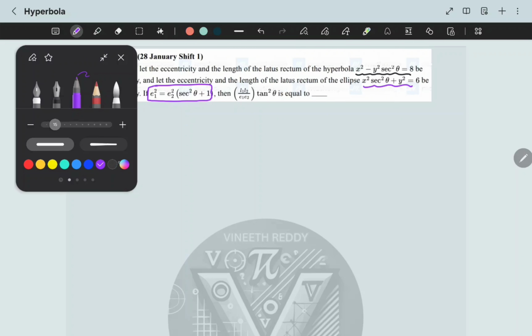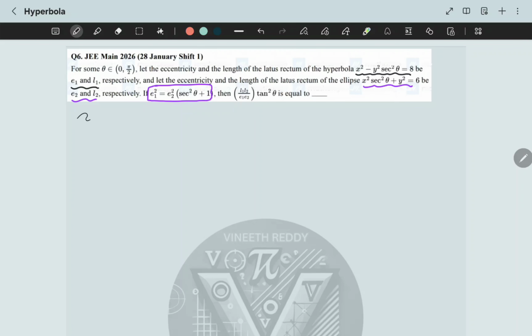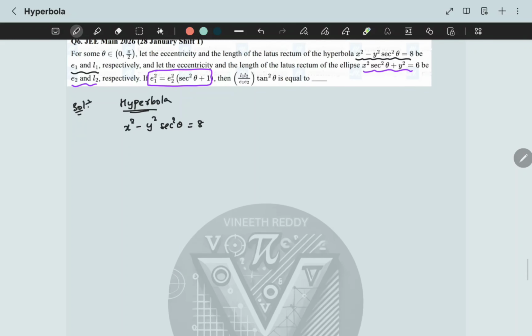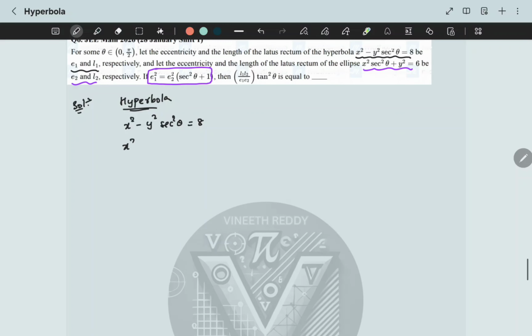Okay, fine. So dear students, don't get frightened with the text in the question. These are procedure based questions. Let us write down everything point by point. So what is the equation of the hyperbola? x square minus y square secant square theta is equal to 8. Let me make the right hand side 1. So we get x square by 8 minus y square by 8 cos square theta is equal to 1.